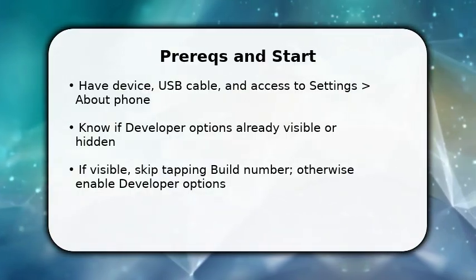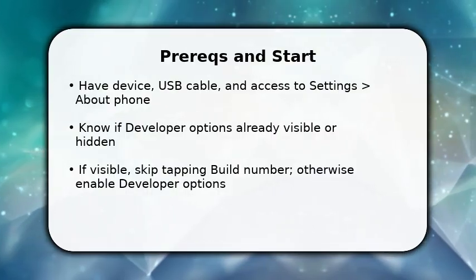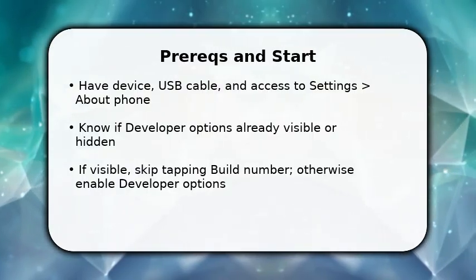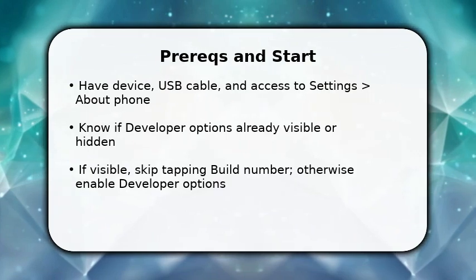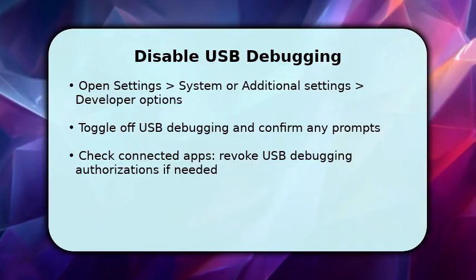Once done, return to the main settings screen. Make sure you unlock your phone and accept any security prompts. This gets you to the place where USB debugging is controlled, so you can turn it off safely in the next step. You should now find developer options under System or Additional Settings.